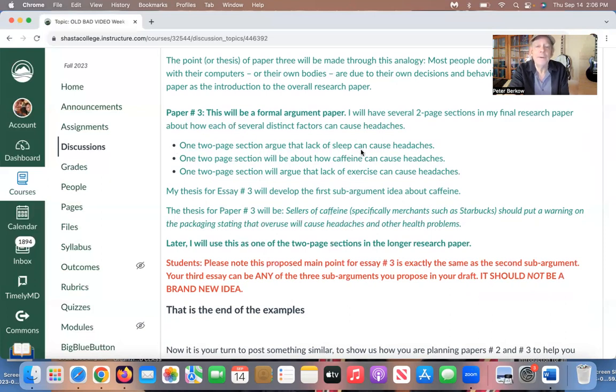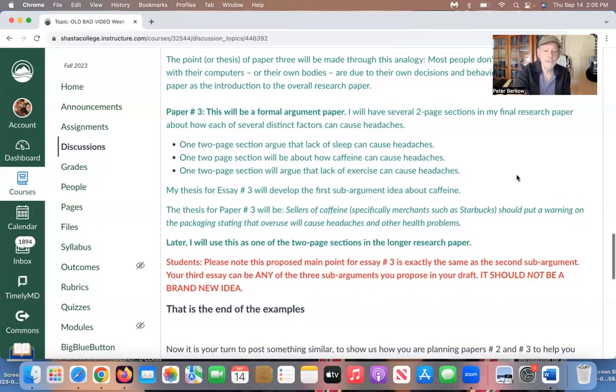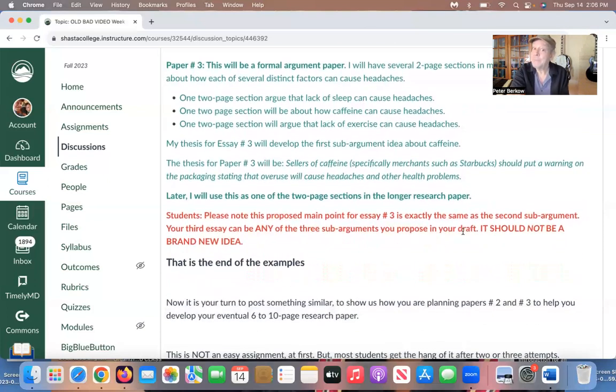Follow my cursor here. A second one, a two-page section, will be about how caffeine can cause headaches. And a third one can be a two-page section that will argue that lack of exercise can cause headaches, okay? So this student is proposing for paper number 3 in this course. It will develop the first sub-argument about, it looks like it's the second sub-argument.